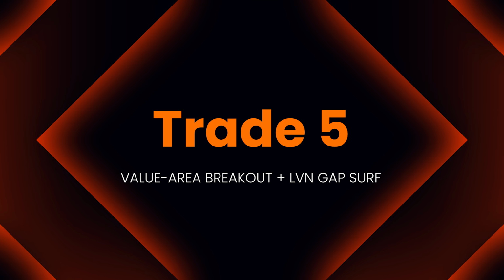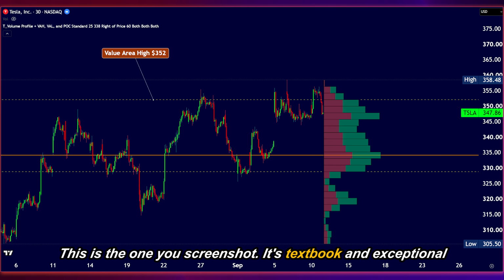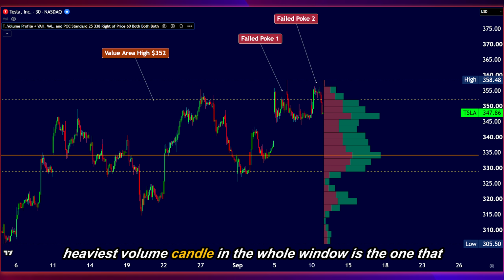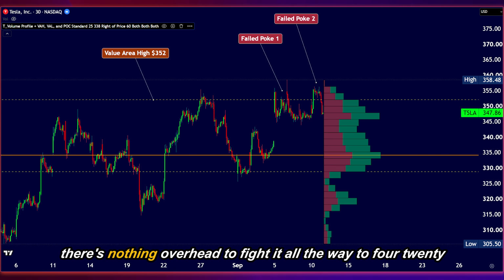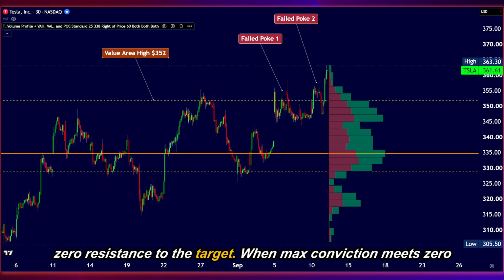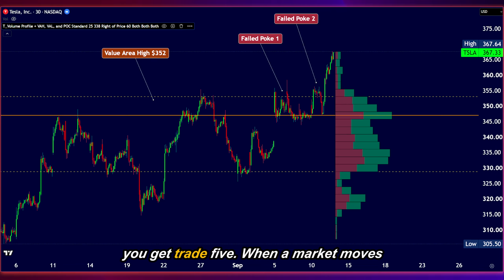And this is the one you screenshot. It's textbook and exceptional because everything points the same way in a single bar. The heaviest volume candle in the whole window is the one that breaks the edge of value. And the moment it clears that edge, there's nothing overhead to fight it, all the way to 425. High conviction at the trigger, zero resistance to the target. When max conviction meets zero resistance, you get trade 5.